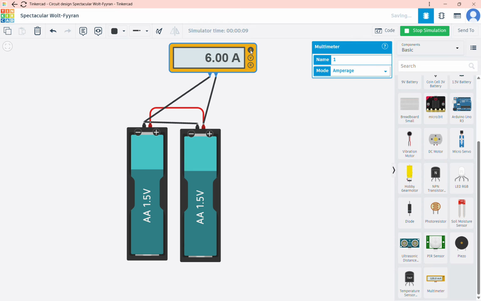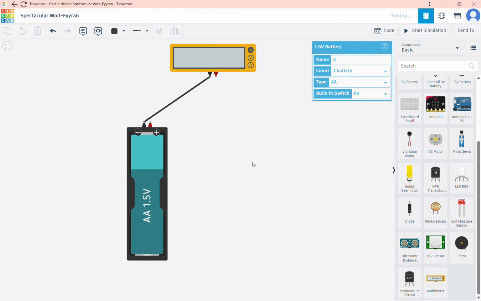I get 6.00 amperes. Now the unit used for current is ampere, and the instrument is ammeter. And for voltage, the unit is volts and the instrument is voltmeter. Now since we are getting 6 amperes, it means that one battery gives a current of 3 volts. No, sorry, 3 amperes. So I'm just going to remove one battery and see if what I'm saying is correct.